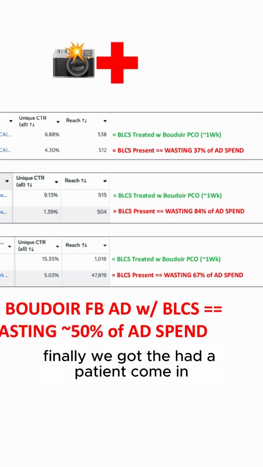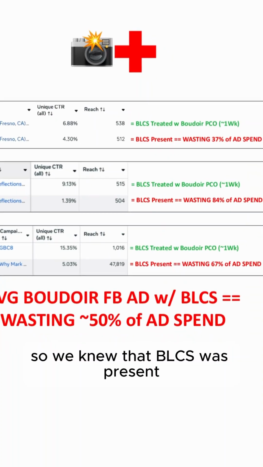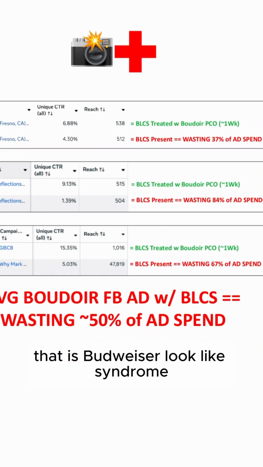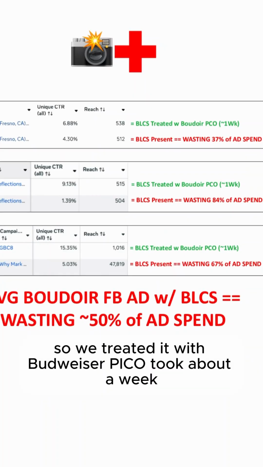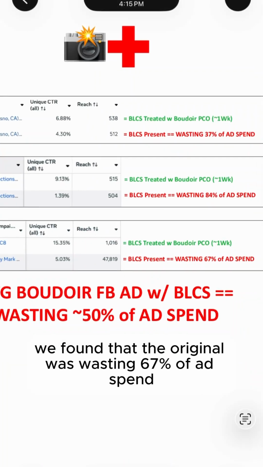Finally, we had a patient come in. His unique CTRL was 5.03%. So we knew that BLCS was present. Unique CTRL under 6% means BLCS is present. That is Boudoir low-click syndrome. So we treated it with Boudoir Pico. Took about a week. Got the unique CTRL up to 15.35%. So we found that the original was wasting 67% of ad spend.